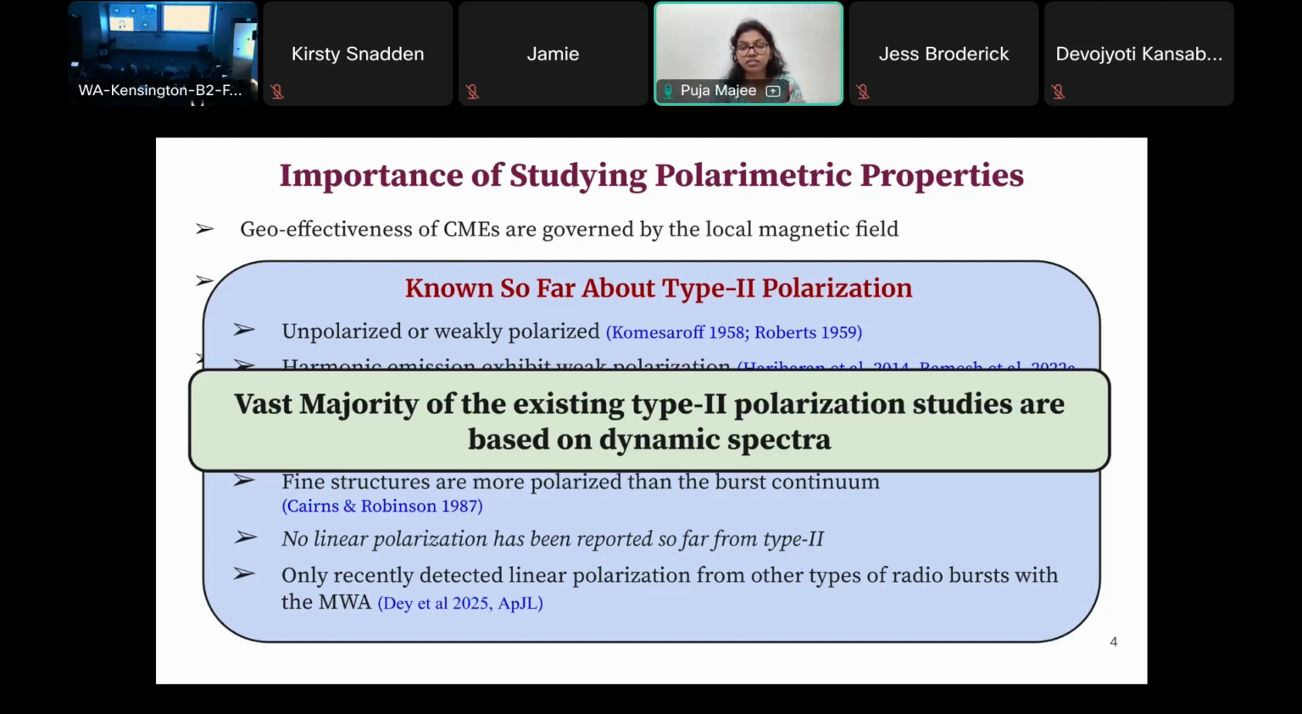As you must have seen from the dynamic spectrum, there is a lot of variation in the emission. These show a lot of variability in time and frequency, and therefore snapshot images with a very small frequency resolution are very important to study the type 2 polarization properties. For that, we have carried out a detailed polarimetric study using MWA. The reason is that MWA is intrinsically capable of giving high fidelity images even within a very small time and frequency resolution.